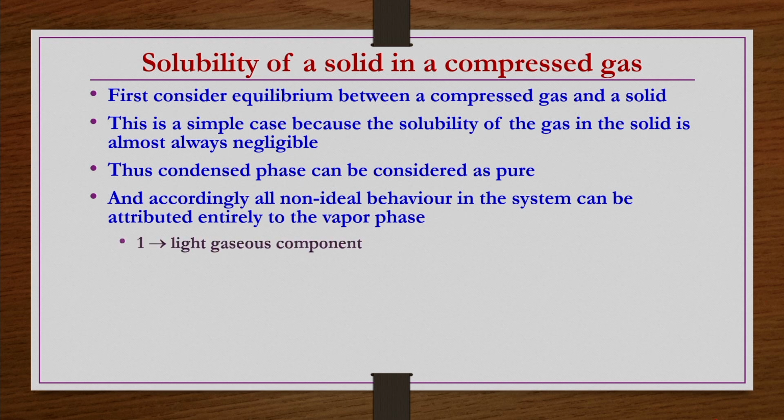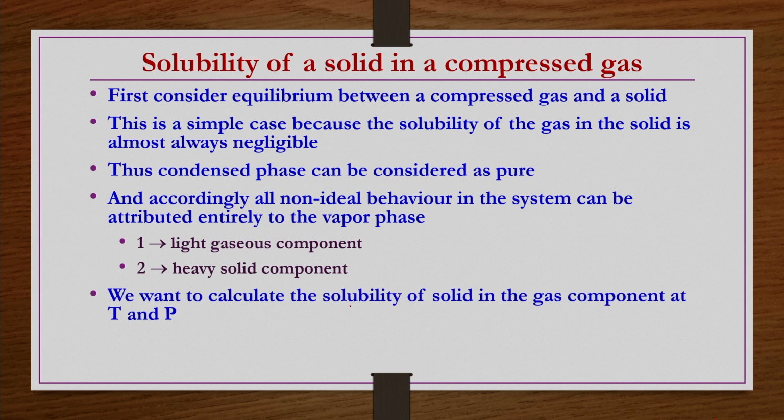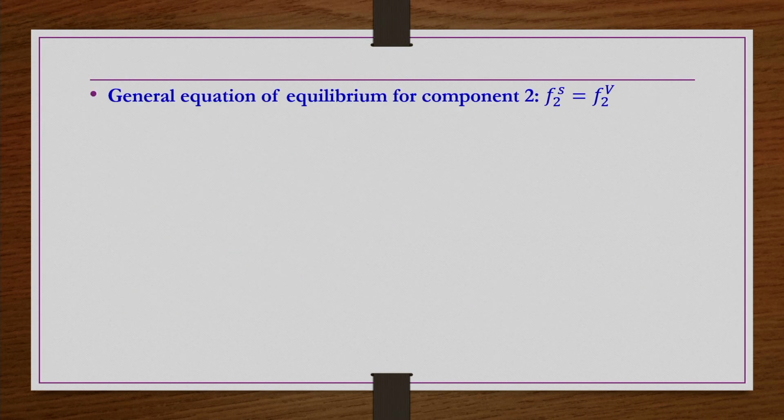For notation, let us take the light gaseous component as 1, whereas the heavy solid component, let us take it as 2. Then we want to calculate the solubility of the solid in the gas component at constant temperature and pressure. So, what is this Y2 that we have to find out? At equilibrium, the fugacity of a component should be equal in all the phases at equilibrium. So for component 2, the fugacity in the condensed phase should be equal to the fugacity of the same component 2 in the compressed gas or vapor phase.